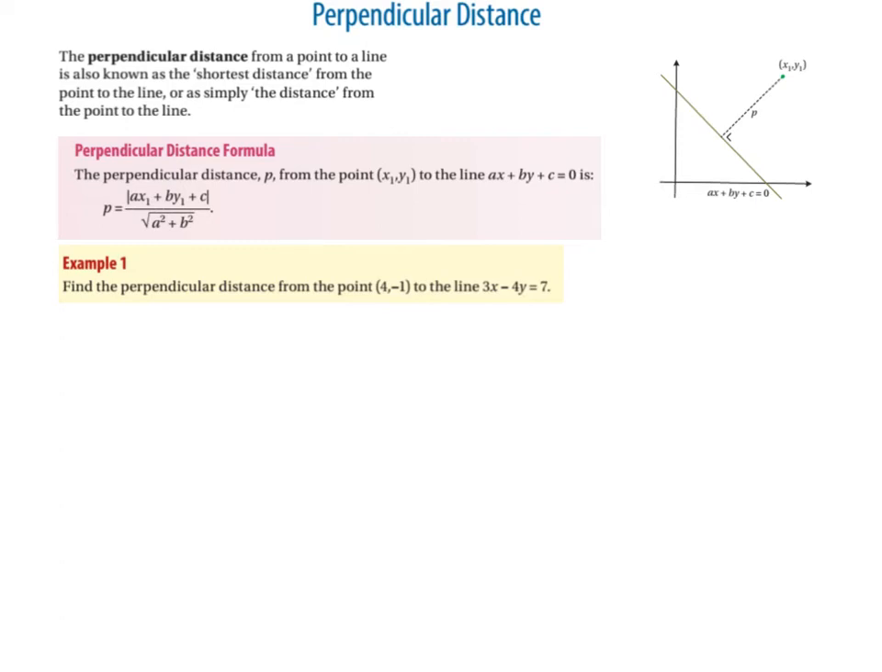Hi guys, in this video we're going to work out the perpendicular distance from a point to a line. You can see we have a line and a point, and the perpendicular distance is where this is making the right angle here. It's also the shortest distance.